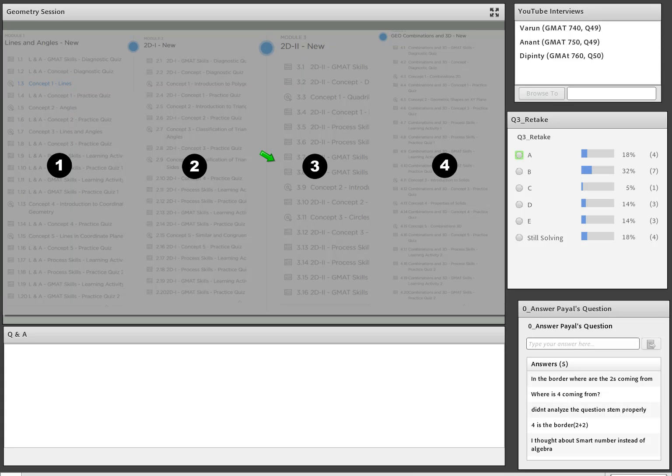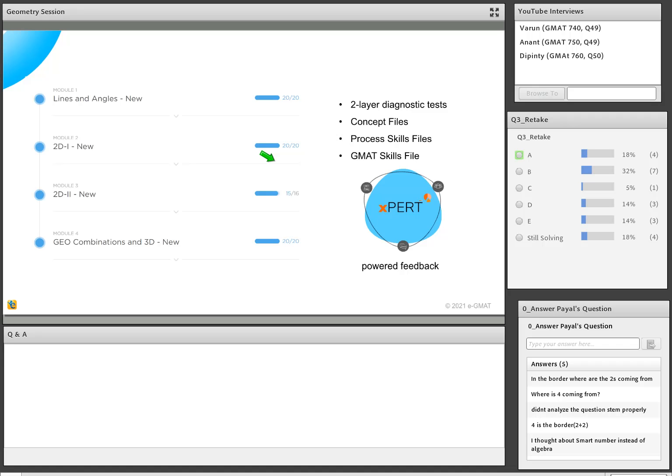Okay. So again, there are 4 modules in geometry. You do each one at a time. 2-layer diagnostic tests, concept files, process skill files, GMAT skill files in each and every module, expert AI powered feedback.